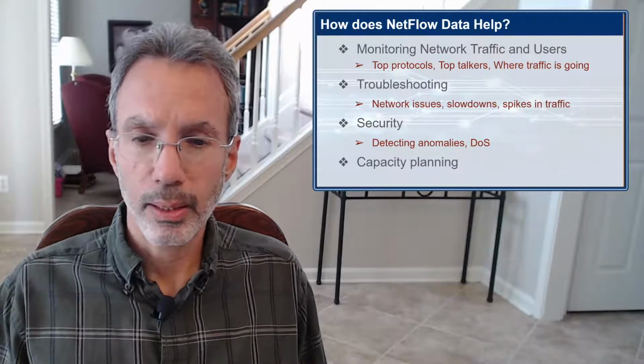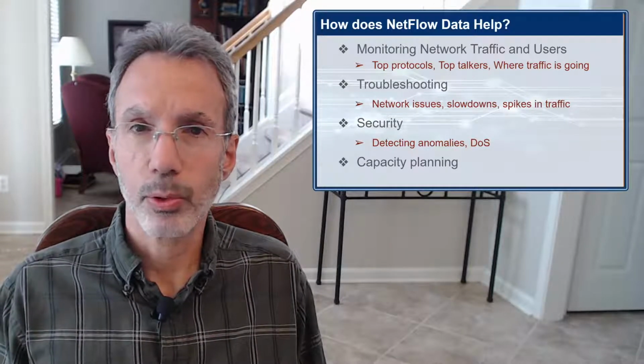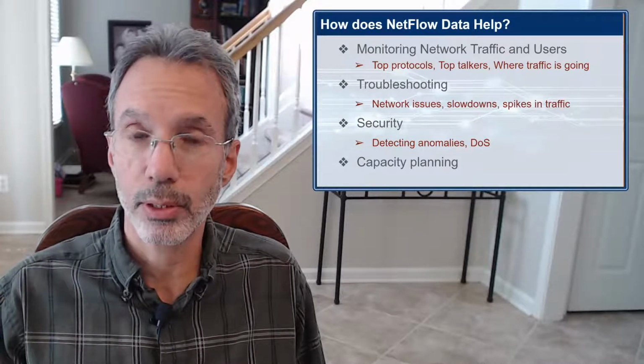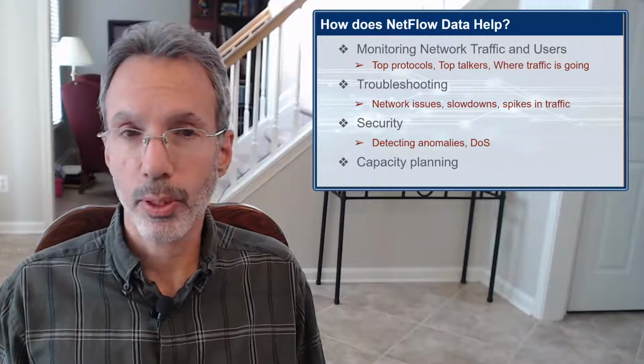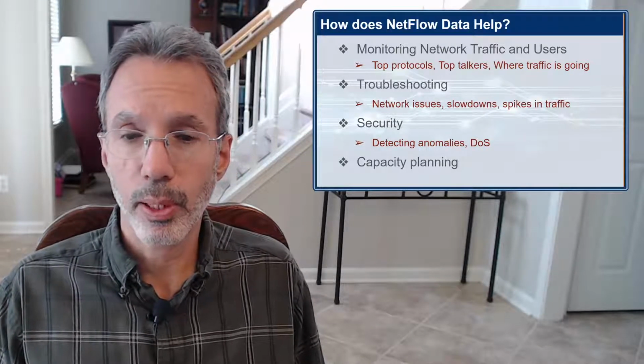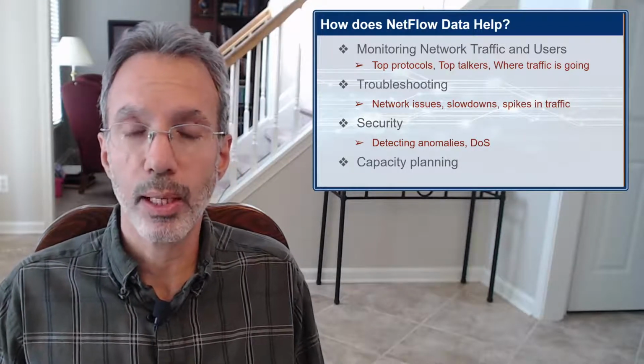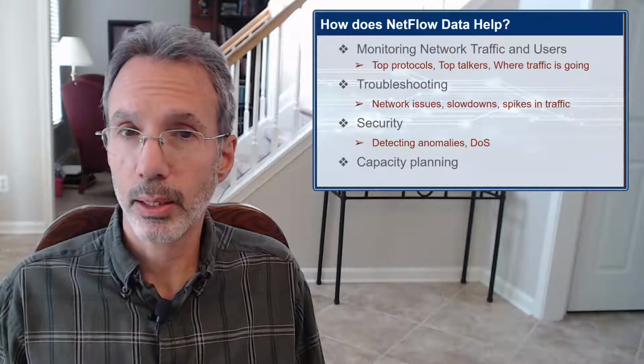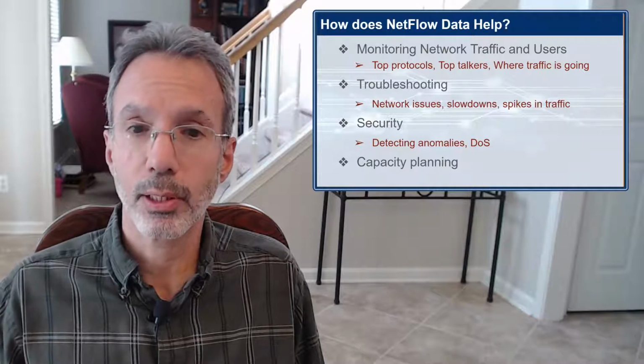So again, if there are any network issues, slowdowns or spikes in traffic, you can look at this and see in granular detail where it's coming from. You could look at it geographically, to see if that's where the spike is coming from, or which applications are doing that. For security, it might be a DoS attack, so it can help with detecting anomalies in the traffic, such as a denial of service.